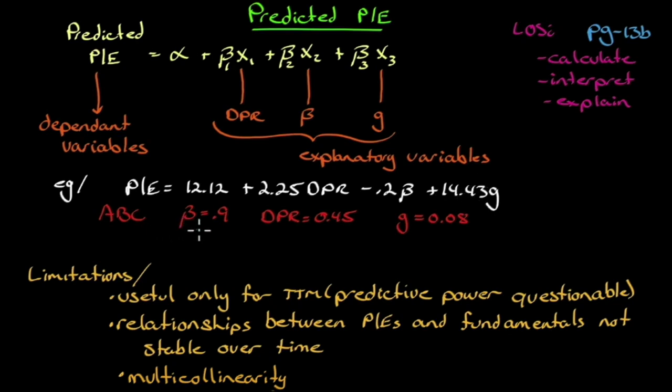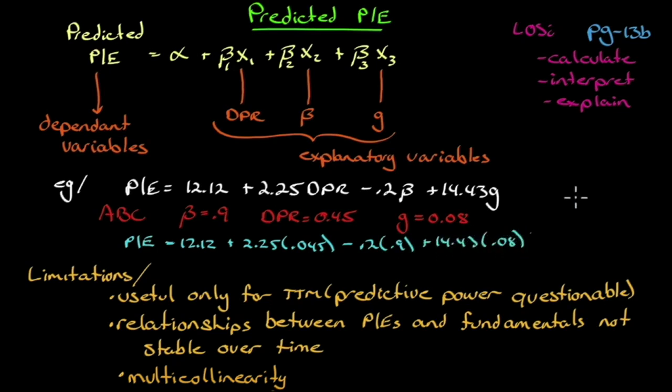So let's take ABC with a beta of 0.9, dividend payout ratio of 0.45, and a growth rate of 0.08. What is the predicted PE based on this regression and these fundamentals? It is going to be 12.12 plus 2.25 times 0.45 minus 0.2 times 0.9 plus 14.43 times 0.08, which will give us 14.1. It should be selling at 14.1 times its earnings. That would be the predicted PE.